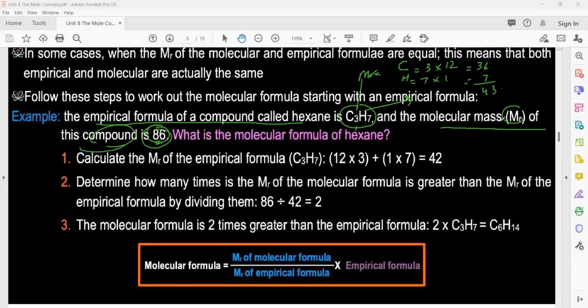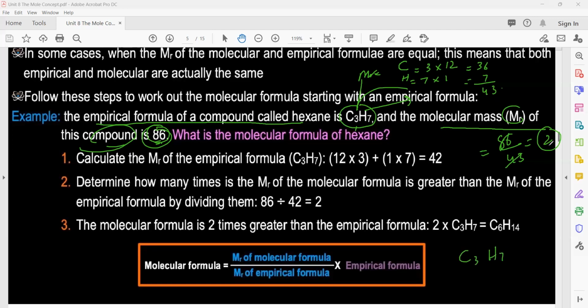Okay. So now the MR of the compound is what? 86. And what is MR of the empirical formula? 43. So what is the answer you will get? 2. So 2 is the answer here. So what you will do, you will write the empirical formula. What is that?